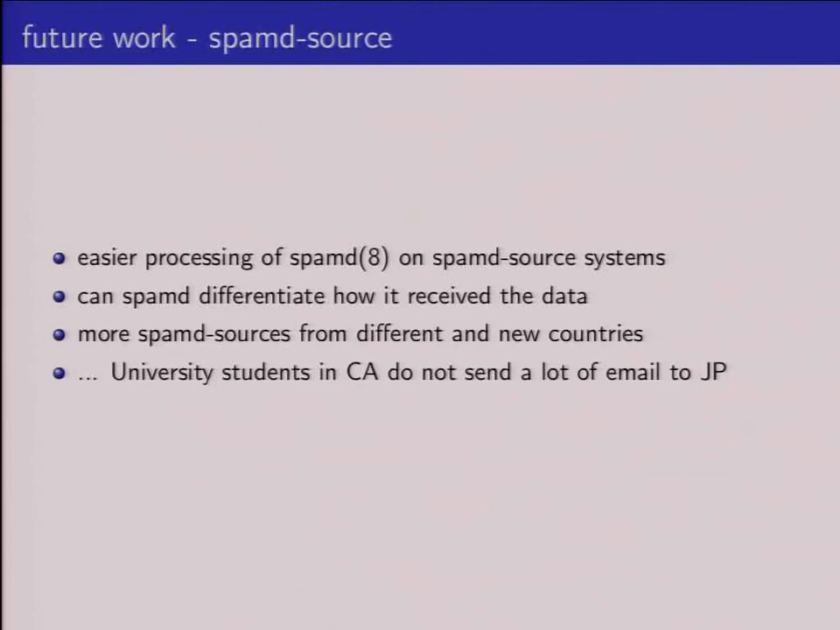The other thing is finding more sources from different, new countries. As an example, university students in Canada are not going to be sending a lot of emails to Japan. And we have the different region problems of, for example, a larger German free mail site will send a lot of email within Germany, but not necessarily to France, for example. So we want to get more countries with their specific data, so that we get the data of which countries are using which services.